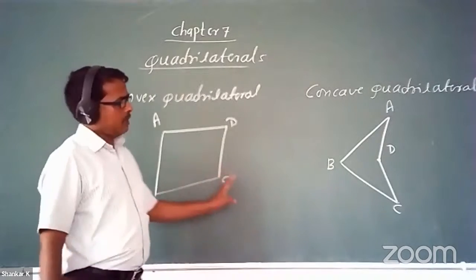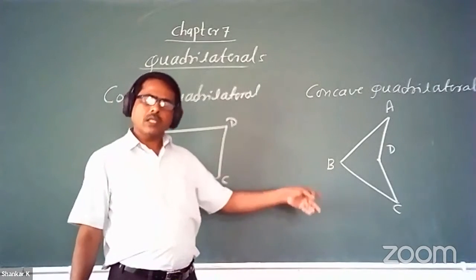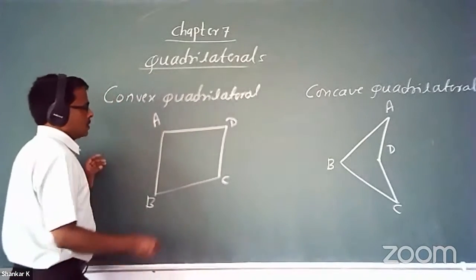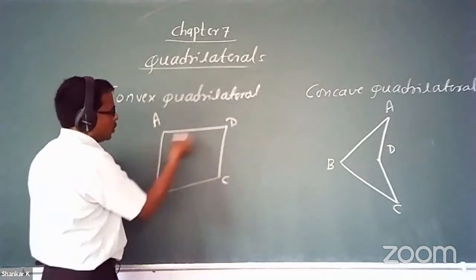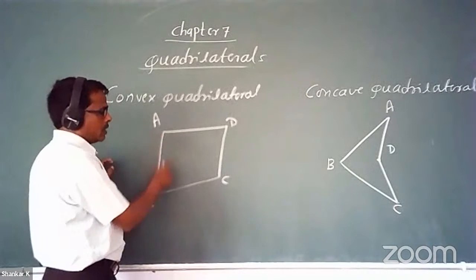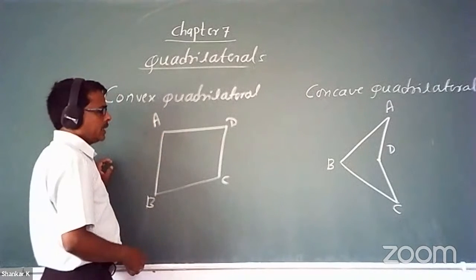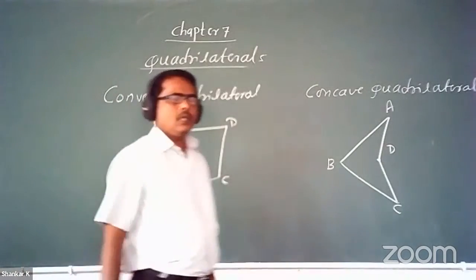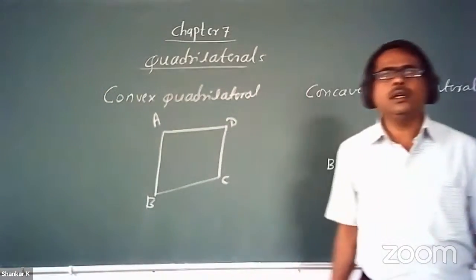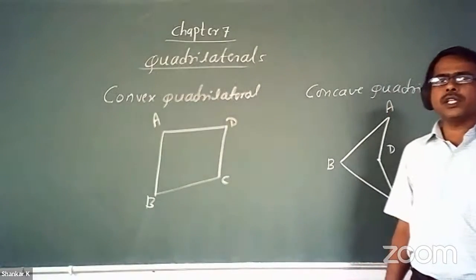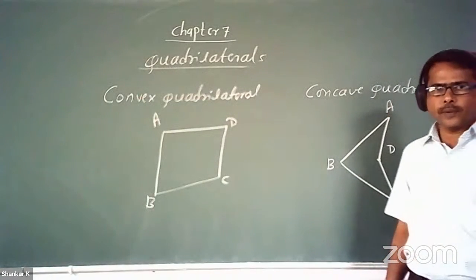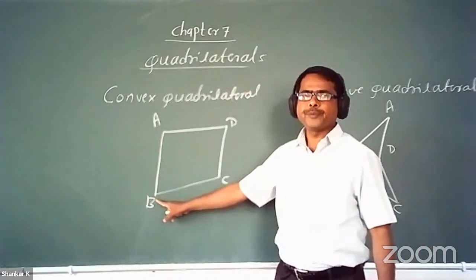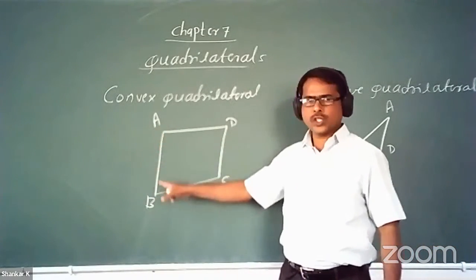To check whether it is convex or concave, we should draw the diagonals. Now I will draw the diagonals. There are two diagonals here. A diagonal is a line connecting opposite vertices, or a line segment connecting non-consecutive vertices. Here A and B are consecutive.